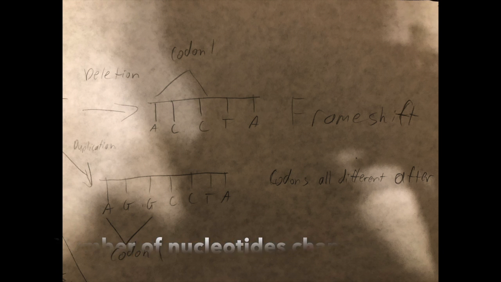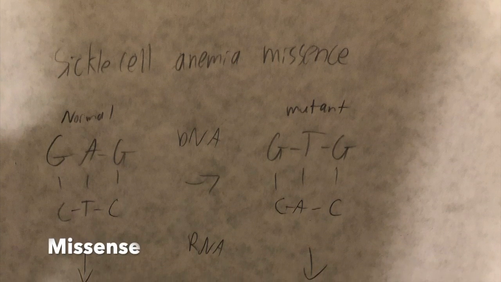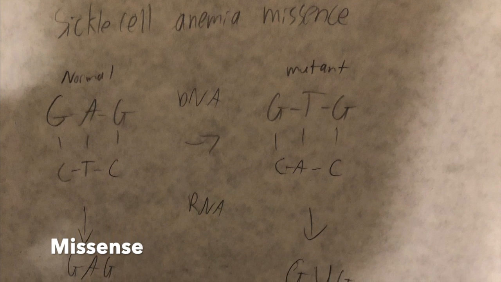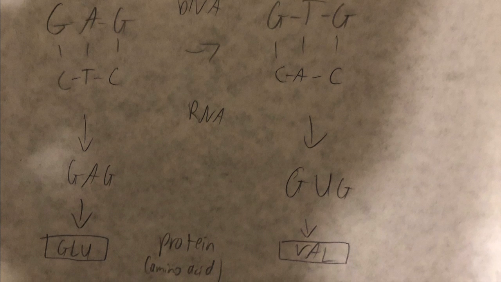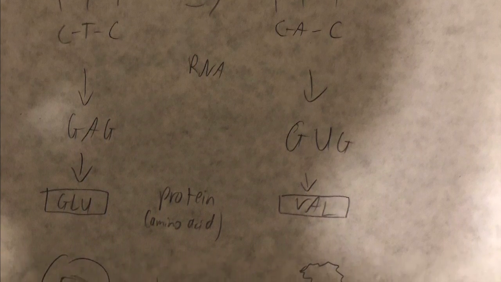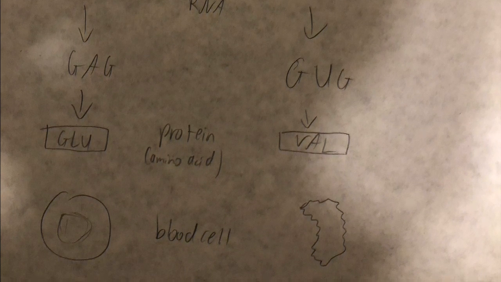A point mutation can have no effect on a protein because it will code for the same amino acid. However, if it codes for a different amino acid, it will become a new protein. This is called missense. An example is sickle cell disease. It is caused by a single nucleotide changing and causes the hemoglobin to become dysfunctional.